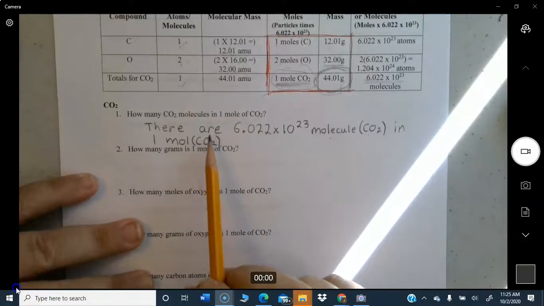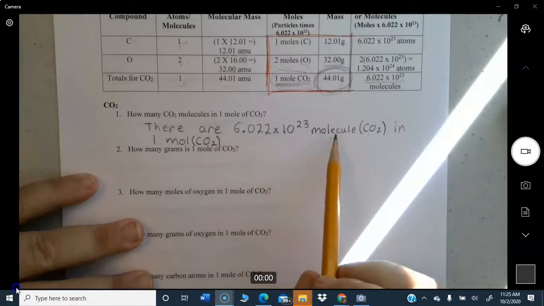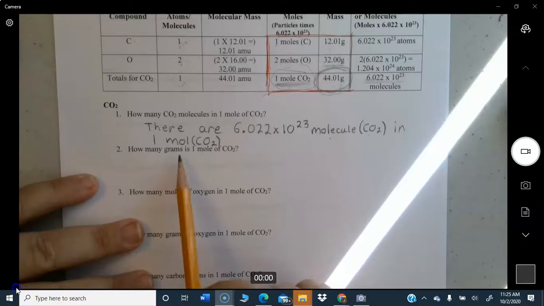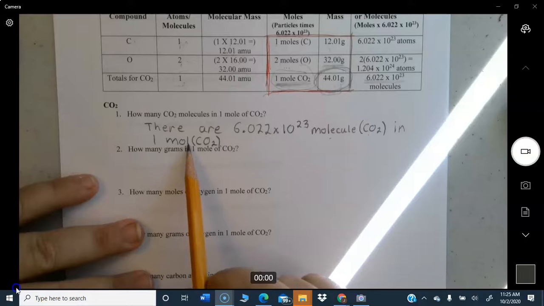Okay, there are 6.022 times 10 to the 23rd molecules of CO2 in 1 mole of CO2. Now you may say, hey, I misspelled mole. No, actually in a chemical equation, you take the E off and make it MOL. So they took a 4-letter word, MOLE, and abbreviated it to 3 letters.